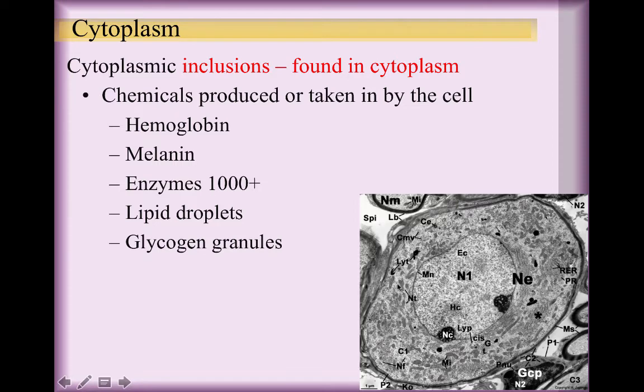Lipid droplets and glycogen granules are things that are taken in from the outside, and they provide an energy source for cells. A little bit later, we'll talk about cellular respiration and how we get energy, and so then we'll talk about the breakdown of lipids and glycogen to get energy.